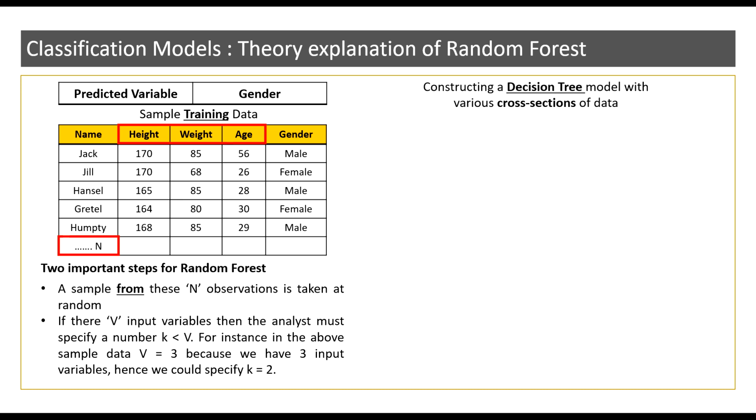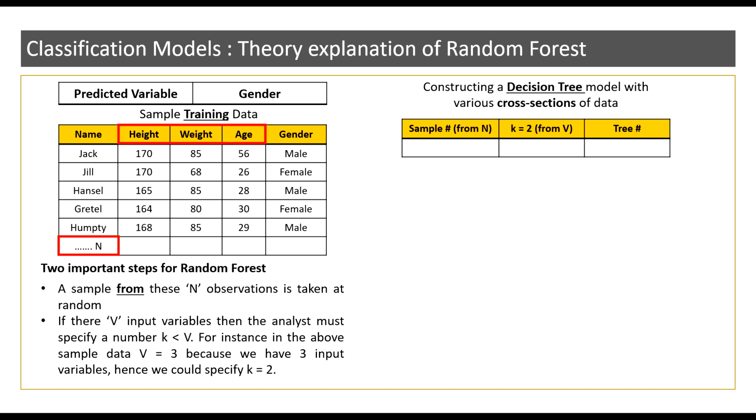Now, by deploying these two steps, we will construct a decision tree model on various cross sections of the data. So, from the n observations in the training data, we take a random sample. Let us call this sample as sample 1. Then, from the 3 potential input variables in the same data, we take any 2 because we have specified the value of k as 2. Here, out of height, weight, and age, I have chosen only height and weight. So, based on sample 1 and the input variables height and weight, I will build a decision tree to predict gender. Let me call this decision tree as tree number 1.